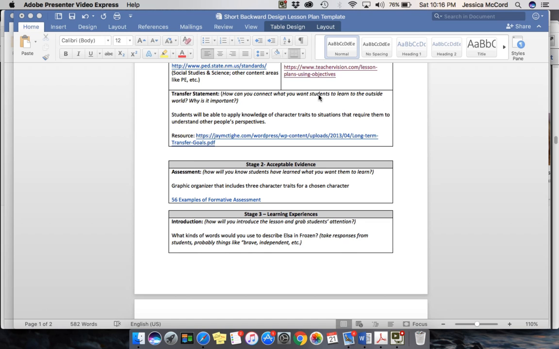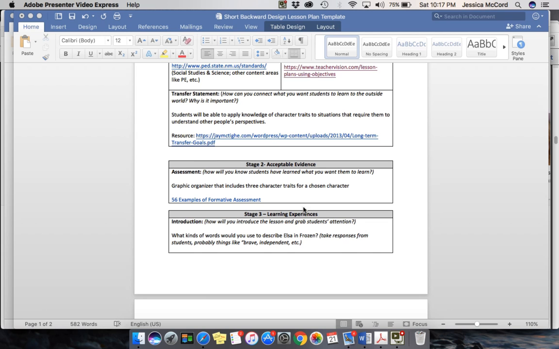So my example is that students in this lesson will complete a graphic organizer that includes 3 character traits for the character that they chose from the story that they are reading. If you would like to see additional examples of acceptable evidence or those formative assessments, you can click on this link here and it takes you to a Google slideshow with 56 different examples of formative assessments, and they include things like exit tickets and specific graphic organizers that you might consider using in your particular lesson.